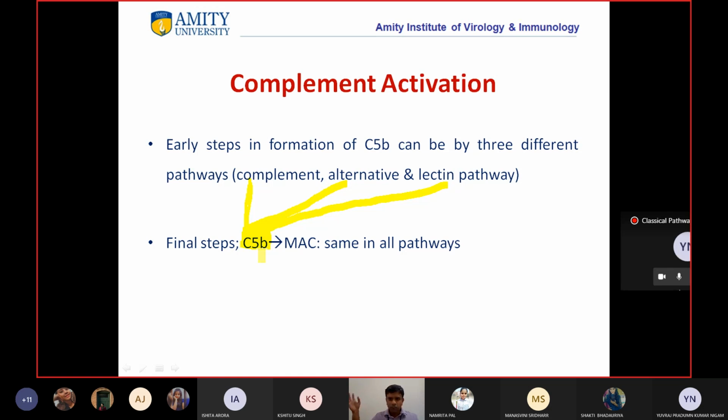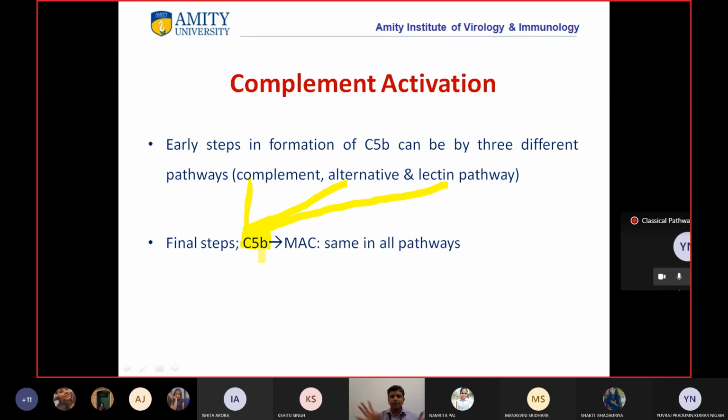Initiation is different, method is different. So one is coming by cycle, one is coming by car, another one is coming by helicopter. But all three are coming to a common point, which is your Amity, Noida. And from there they go in one direction. All three go in the same direction and reach their final destination, which is Amity University, Gurgaon.